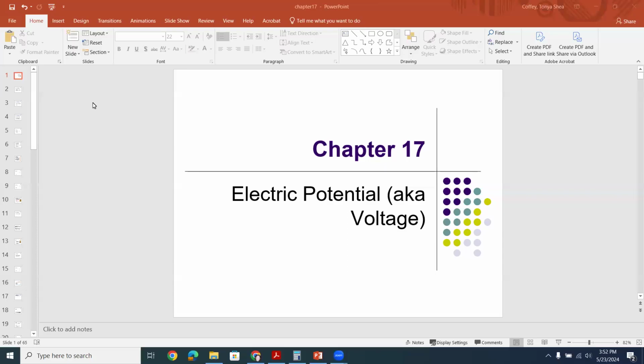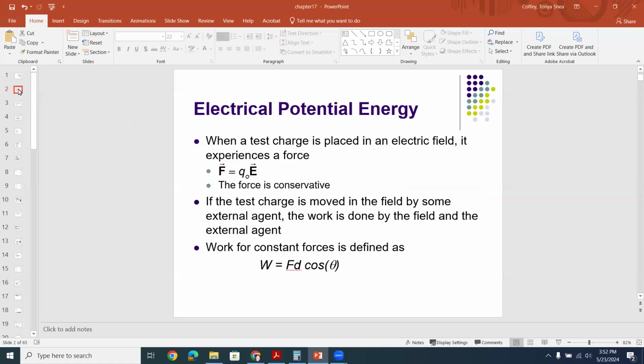Hi, everybody. Today we start a new chapter, chapter 17, and that chapter concerns the topic of electric potential, also known as voltage. So let's review some of the ideas that we had from the previous chapter.